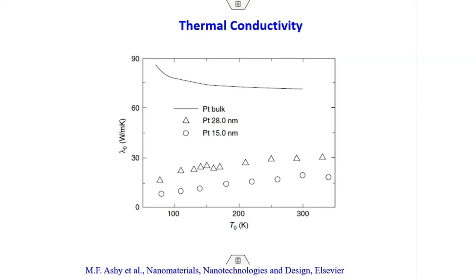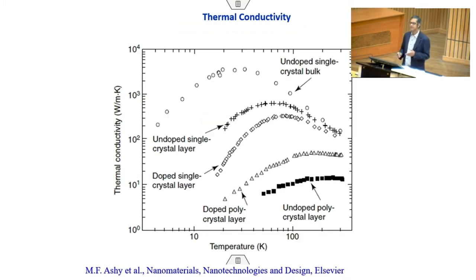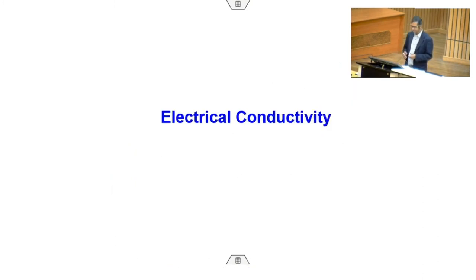And then we discussed some of the effects in 2D nanomaterials, that is, thin films. In thin films, the conductivity decreases substantially as compared to bulk. This is for platinum, or for silicon, or for the single layer, double layer; thermal conductivity gets affected significantly. Now let's talk about electrical conductivity.